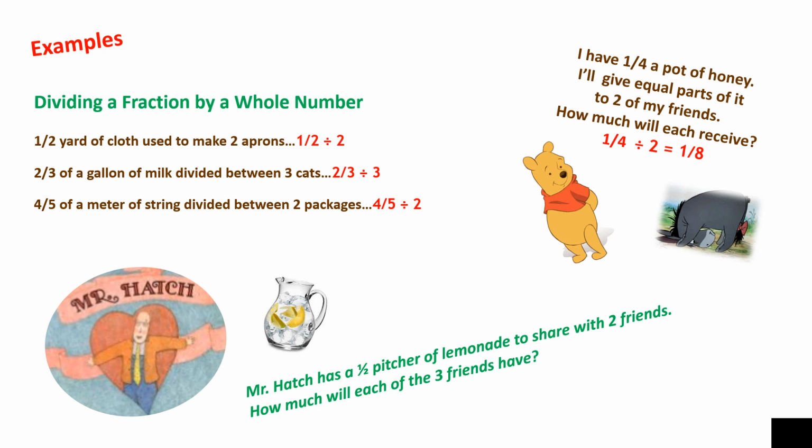If Pooh Bear has 1/4 of a pot of honey and wants to give an equal part of it to 2 of his friends, he would have to divide that 1/4 of a pot of honey into 2 equal parts. 1/4 divided by 2 is equal to 1/8.